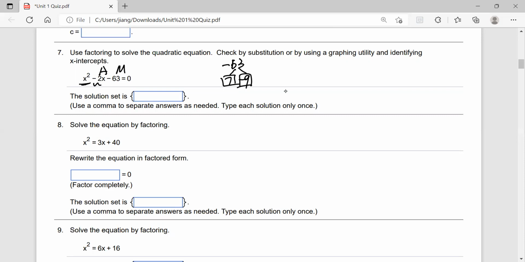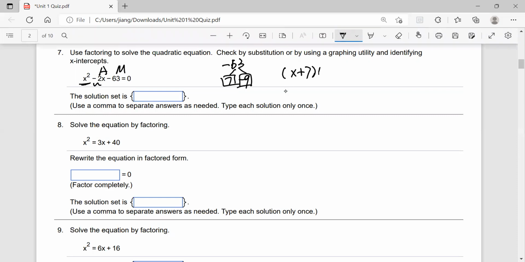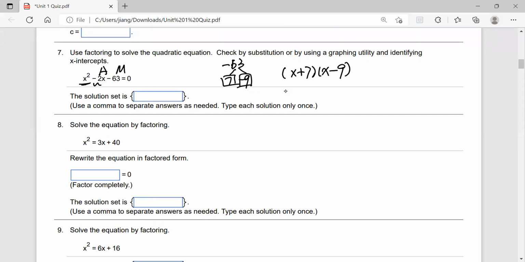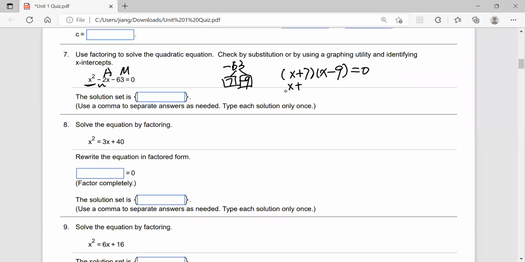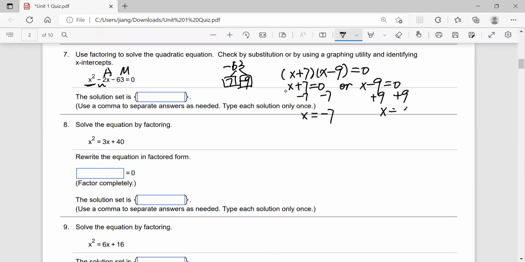So the factor of the expression is x plus 7 times x minus 9 equals 0. That means x plus 7 equals 0 or x minus 9 equals 0, and then solve them individually. So minus 7 both sides, x equals -7, and then plus 9 both sides, x equals 9. So I have two solutions.